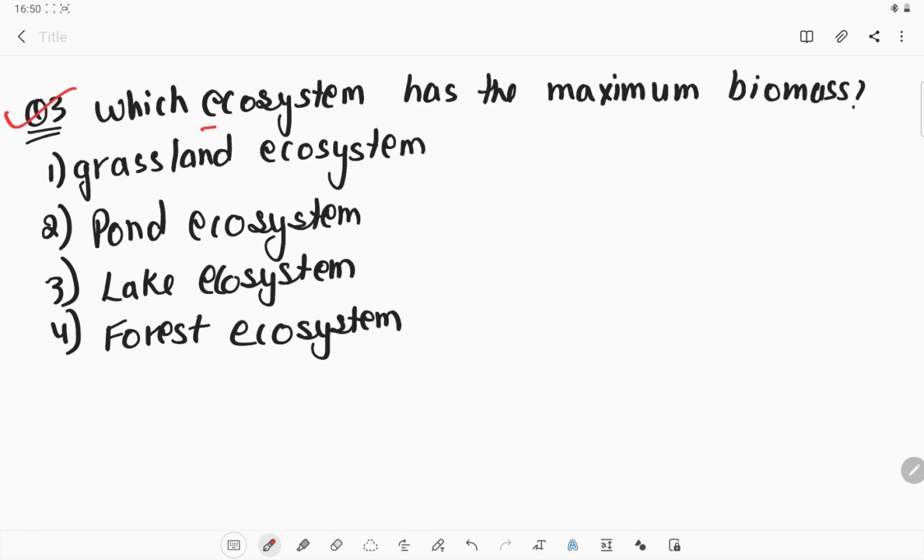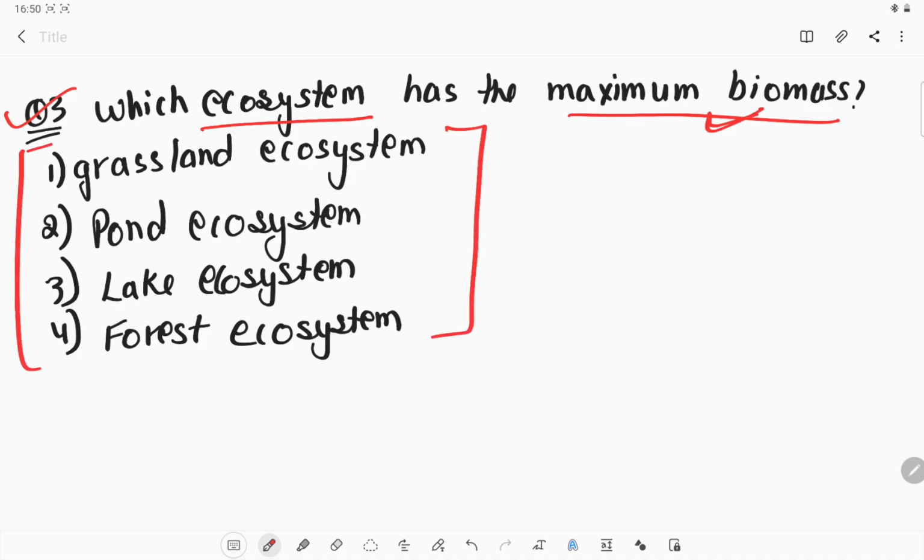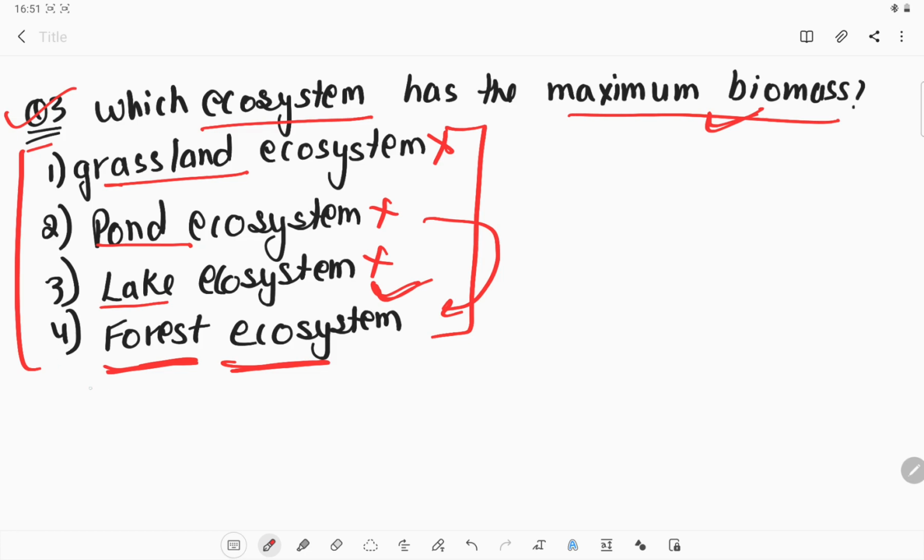Let's see question number 3. Which ecosystem has the maximum biomass? We need to see which has the maximum biomass, which has more amount of biomass in it. So of all these ecosystems, which one is the largest? We just need to figure it out. Grassland, pond, lake, they are very small as compared to a forest. A complete forest is a quite large surface or large area. So all these ecosystems cannot compete with the biomass which a forest ecosystem can develop. Definitely, because the forest ecosystem is quite vast and has lots of variety in it, we can say that the forest ecosystem has the maximum biomass.